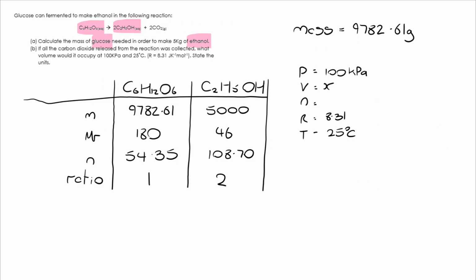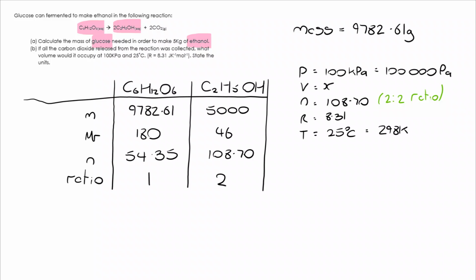I've filled in as much as I can. I'm going to convert the units to the ones that I need. We're still missing n. How many moles of carbon dioxide? Well, it goes back to this table. There's no calculation to do because for every mole of ethanol that I make, I make the same number of moles of carbon dioxide. It's a 2 to 2 ratio. So my moles of ethanol, 108.7, is also my moles of carbon dioxide.